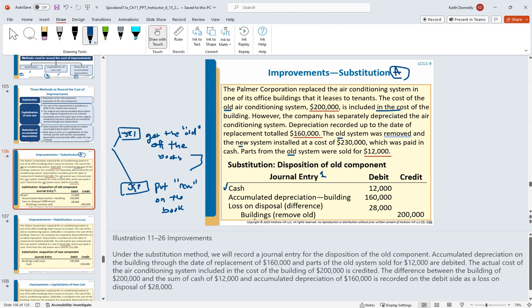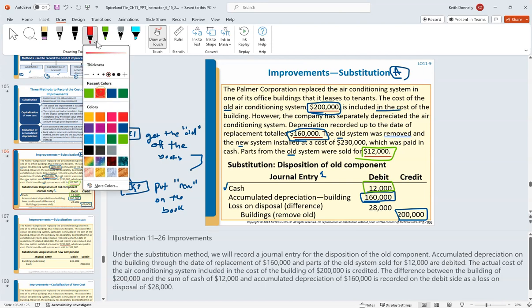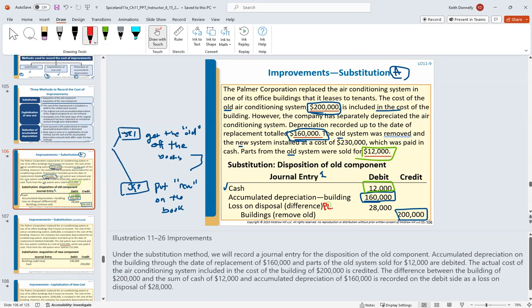And then it looks like we got to get the $200,000 that was on there. That's how much we had it for, with the accumulated depreciation of $160,000, right? We got to get that off the books. We got the 12 right there. And then what we're going to do is plug the difference here for a loss of 28,000. So there we go, journal entry 1, get the old off.